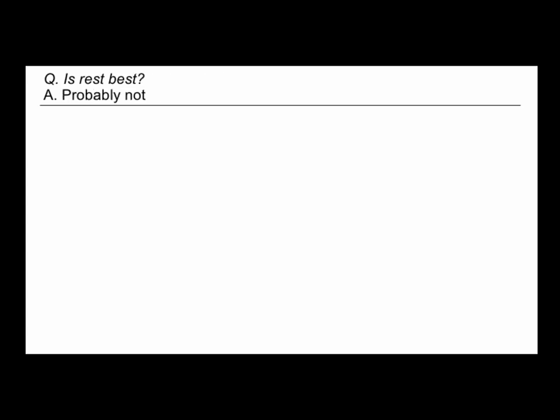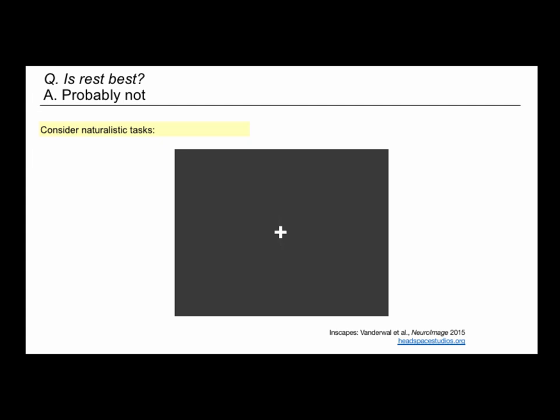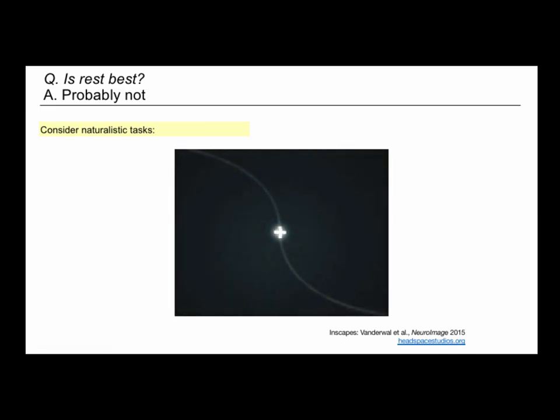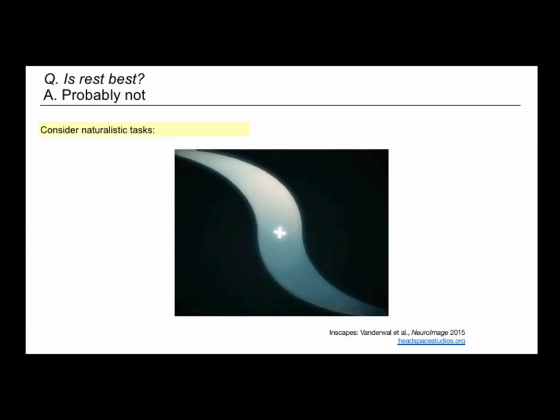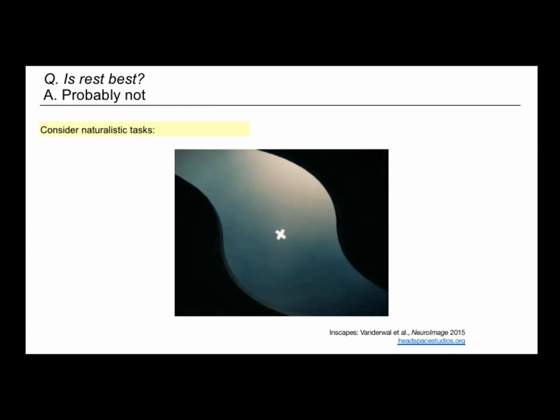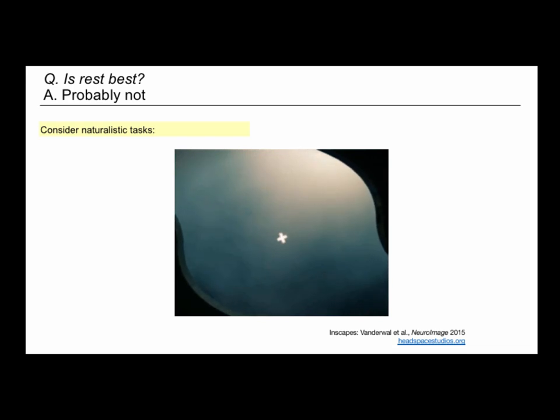Okay, so all of this is sort of a straw man argument. Is REST best for studying individual differences? I'm going to say probably not. Something that I and many of us now have been thinking about is using more naturalistic tasks. So all the tasks I've shown you so far come from the Human Connectome Project. They're very classic, traditional psychological tasks, but there's a lot of interest currently in using more ecologically valid, or what we call naturalistic tasks.